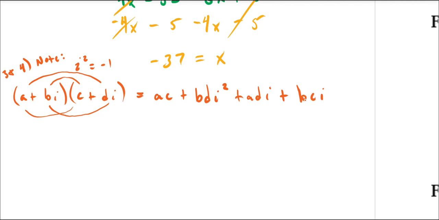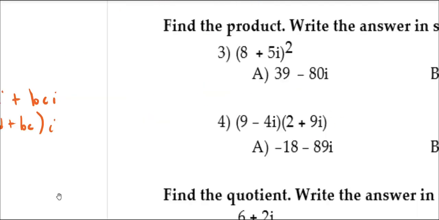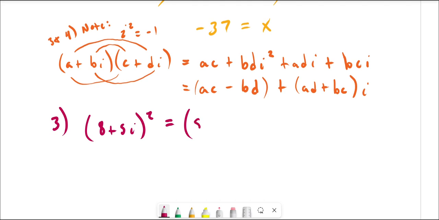All of these terms, all 4 of them, are going to be necessary to get the right answer, but as we said here, i squared is negative 1, so we can also write this in the following way, where now it's clear what are the real and imaginary parts of this complex product. So how would that relate to, for example, problem 3? First, I think it would be prudent to write this as a complex number 8 plus 5i times itself, so we can clearly see all 4 terms in our product.